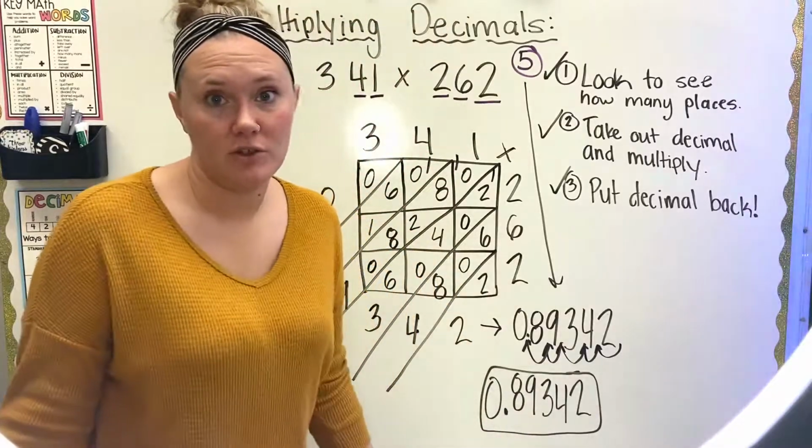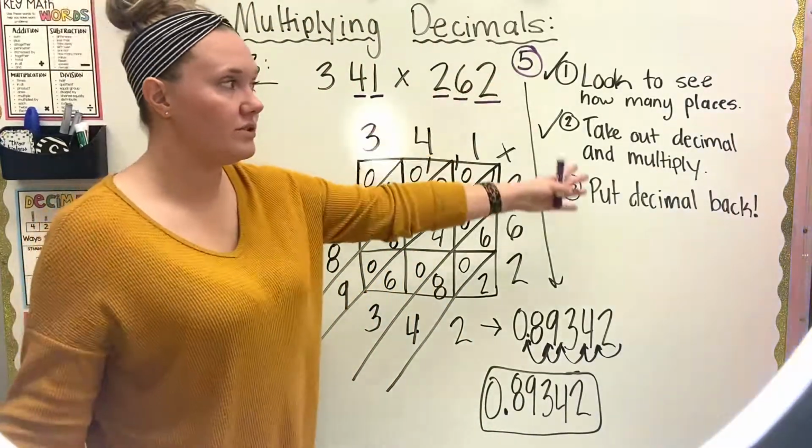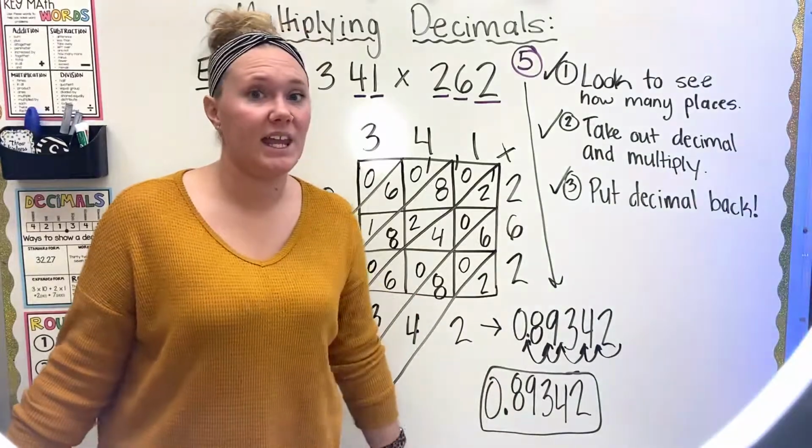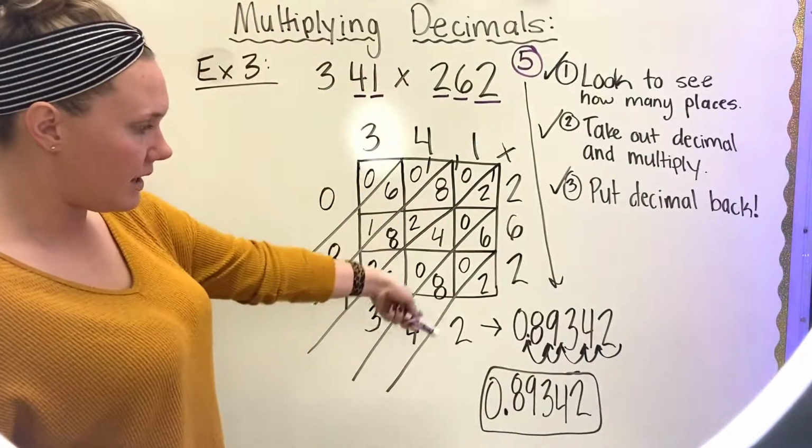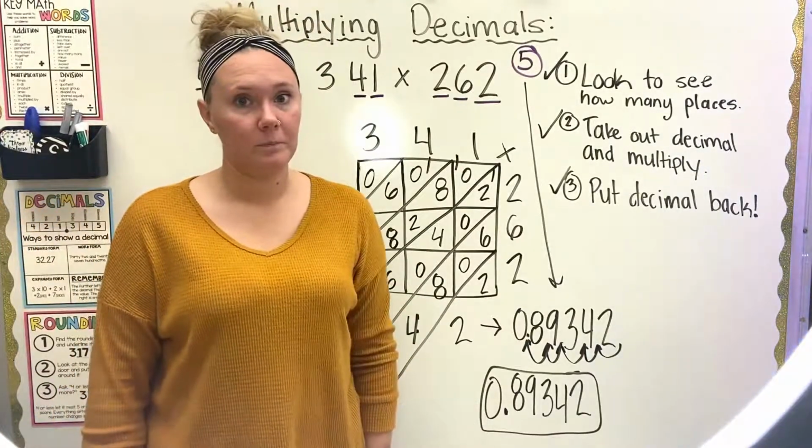But this is just the challenge problem, remember? Because once you learn those steps, you can really multiply any kind of decimal, because all you have to do is take those decimals out, multiply as normal, and put them right back in.